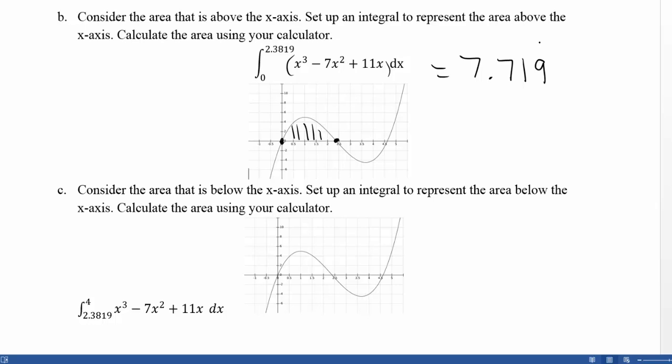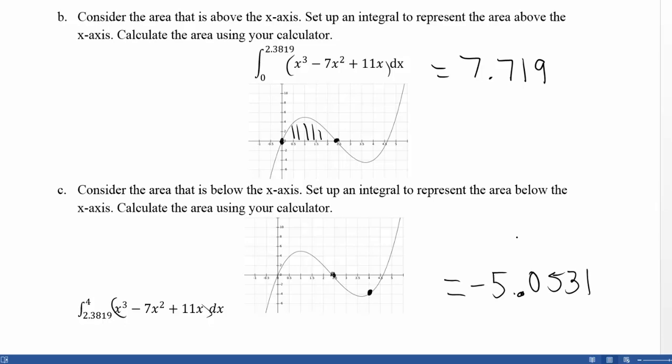Part C, consider the area that is below the x-axis. Set up an integral to represent the area below the x-axis and calculate it on your calculator. So here, now my integral is going to go from where I crossed through, 2.3819, until 4, which is my second endpoint. So that's the area that's below the x-axis. When I plug this all into my calculator, it gives me a negative number, which is what I was expecting since it's below the x-axis. Negative 5.0531.